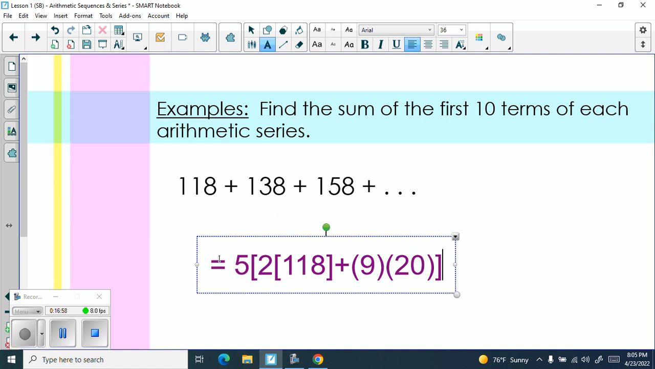So 2 times 118 is 236. We're going to add on 9 times 20, which is 180. And then we're going to multiply that, which is 416, times 5 to get a total of 2,080.